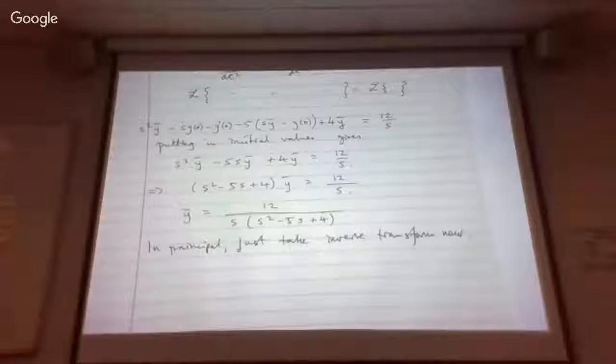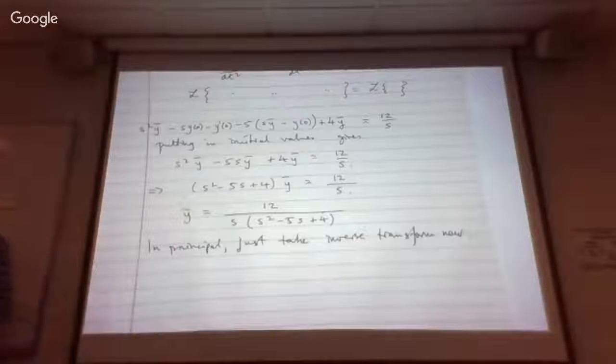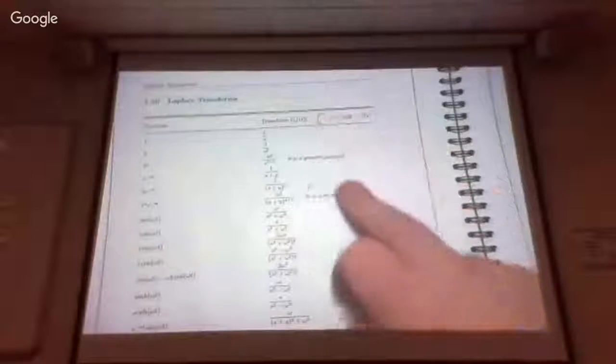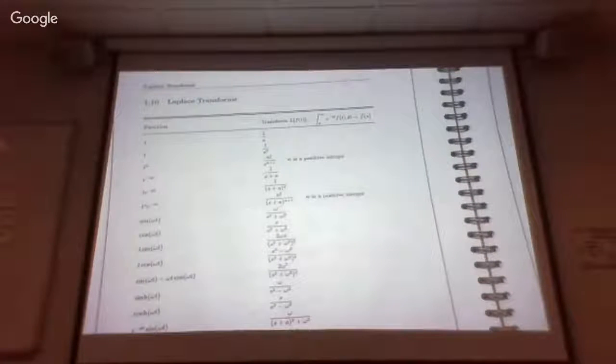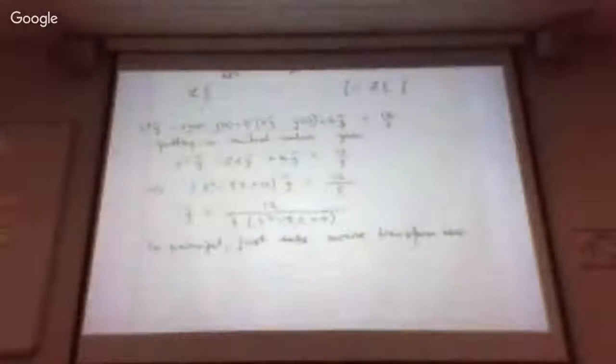So at this stage, we've got y bar as this function of s. So in principle, what we're doing is we're looking down the right-hand side of the table of Laplace transforms, looking for that function of s, trying to discover it. But we find that there's nothing here that exactly fits the pattern of that rational function, 12 over s times that quadratic polynomial. We can see elements of that present in various different cases here, but we don't actually see something exactly of that form here. So we need to re-express this.